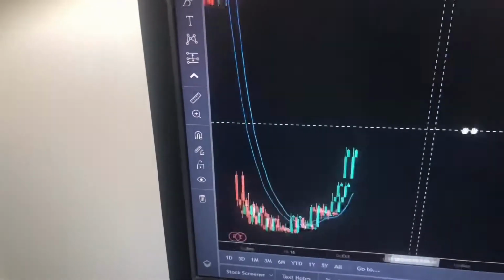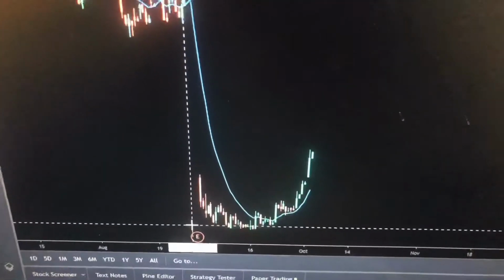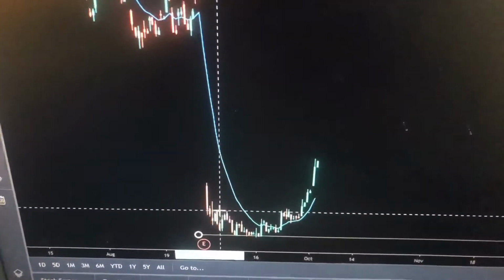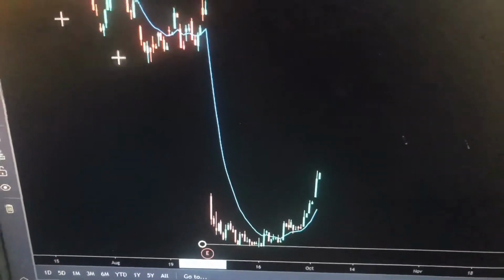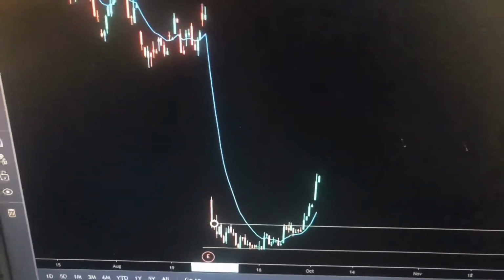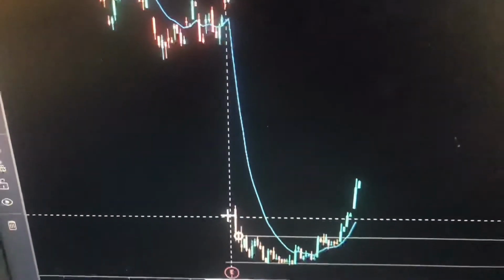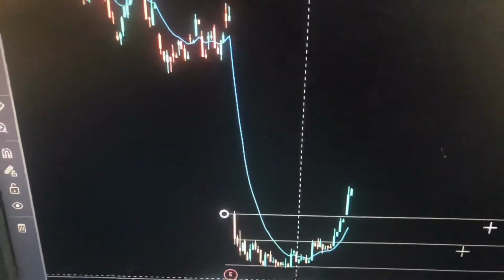First thing first, we're going to point out where the resistance and support levels are. Okay, this is the support down here. This is the resistance right here, because it keeps getting rejected right there. And where I opened from that huge gap down, you guys, that is going to be a resistance as well.